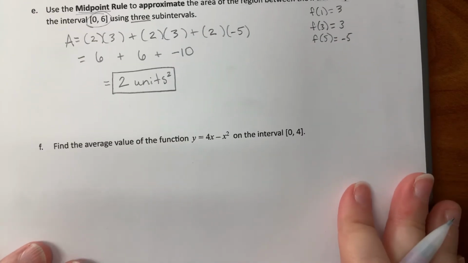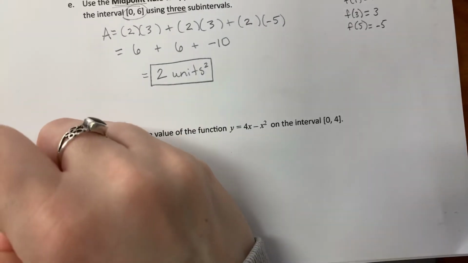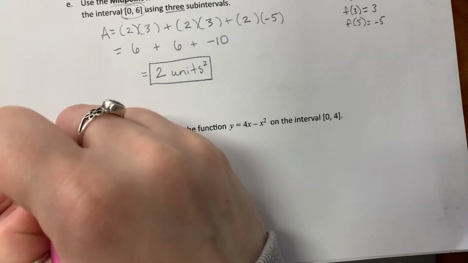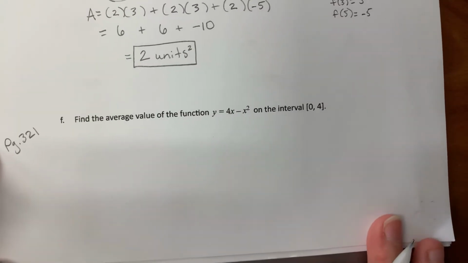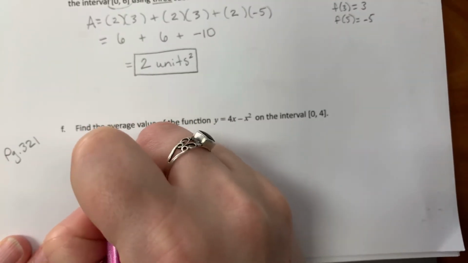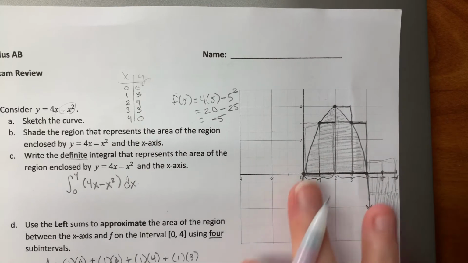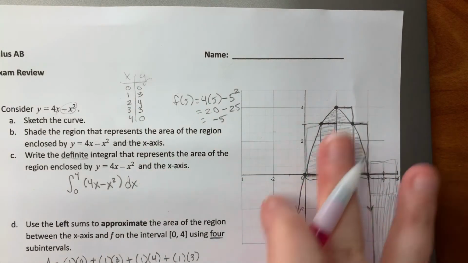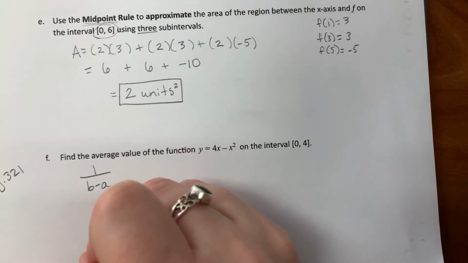All right, part F, last one. They want me to find the average value. Now, I made a little note to myself. The average value is on page 321 in your textbook. So if you want to go back to that, you can look it up. But average value is going to tell me my overall average height in here. So this is how I find that.